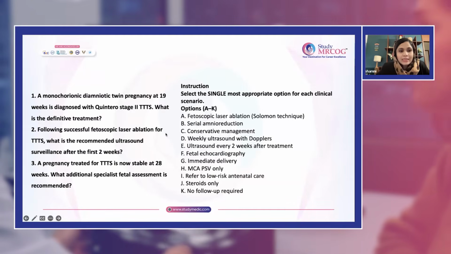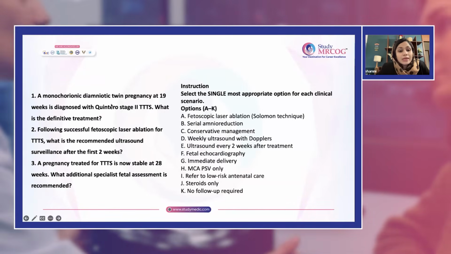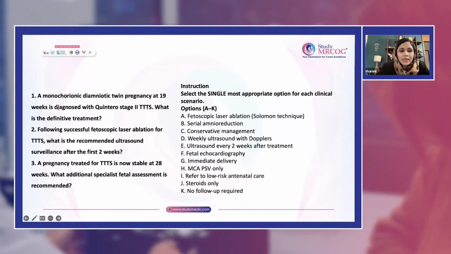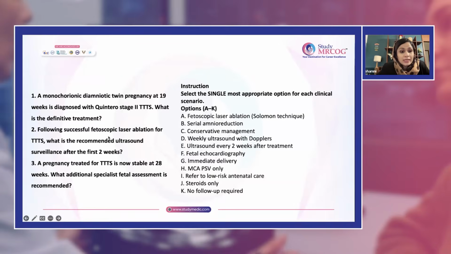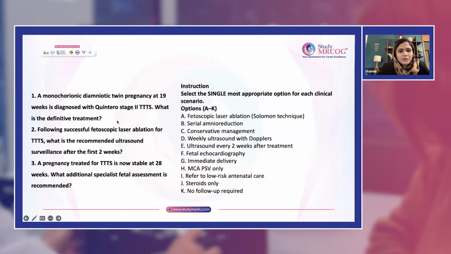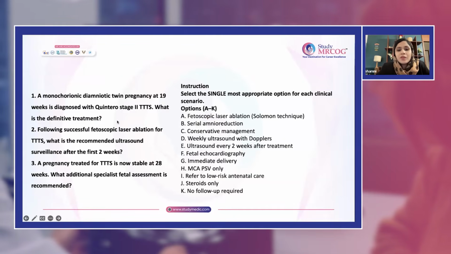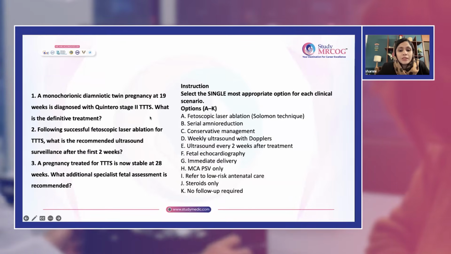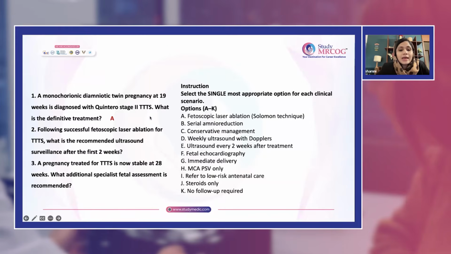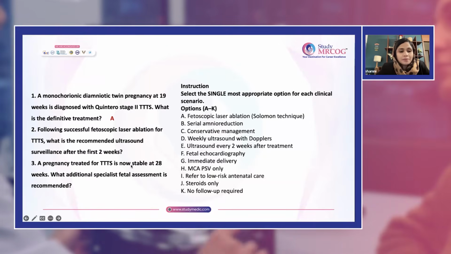So let's discuss the next EMQ. A monochorionic diamniotic twin pregnancy at 19 weeks is diagnosed with Quintero stage 2 TTTS. What is the definitive treatment? So treatment will be covered in detail. So we should understand that less than 26 weeks, it's going to be fetoscopic laser ablation. So the answer is A.